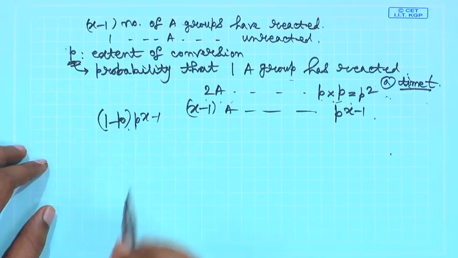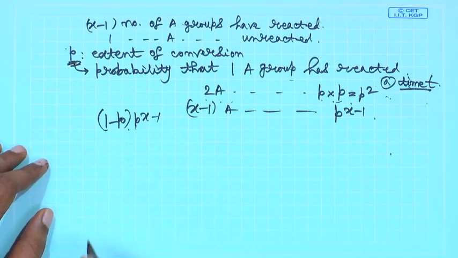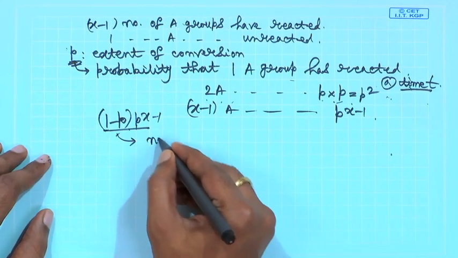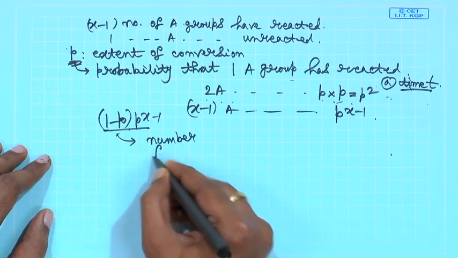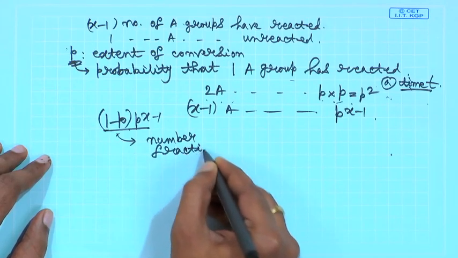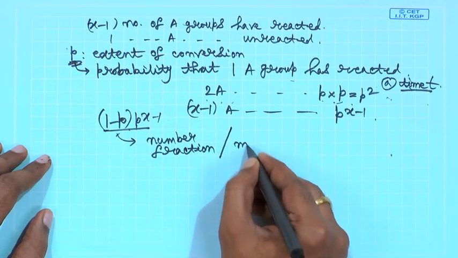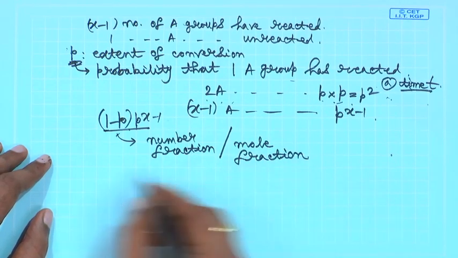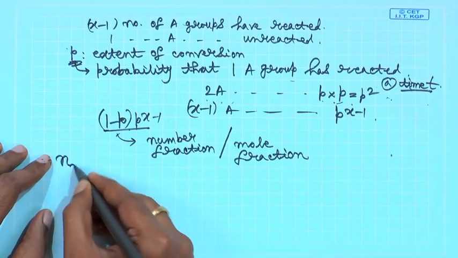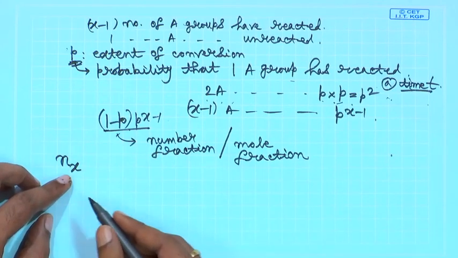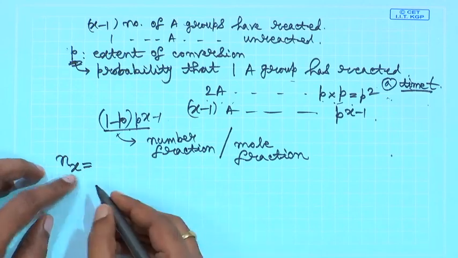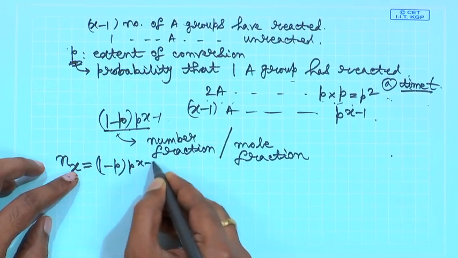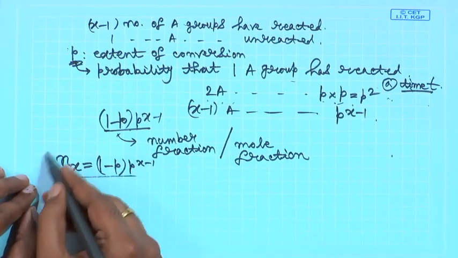So, that is the probability of finding an x-mer, and this is nothing but the number fraction or mole fraction. So, let us say small n x is the number fraction, that will be equal to (1 minus p) into p to the power x minus 1.